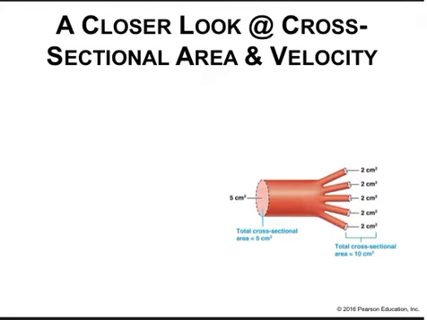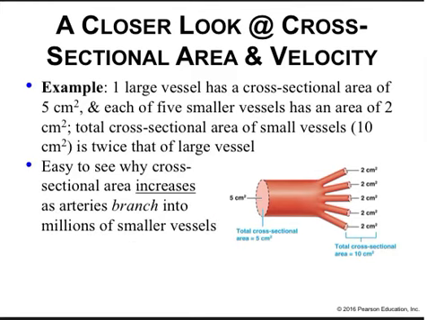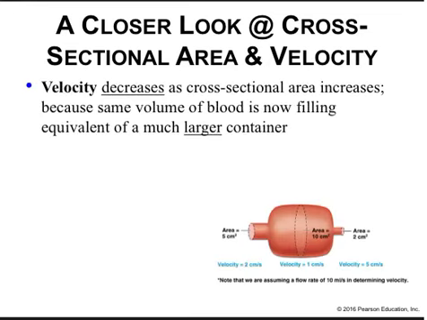As an example of how this works, take a large vessel with a cross-sectional area of 5 square centimeters, and 5 smaller vessels each with an area of 2 square centimeters. The total cross-sectional area of the small vessels, 10 square centimeters, is double that of the large vessel. So it's easy to see why cross-sectional area increases as arteries branch into millions of smaller vessels.